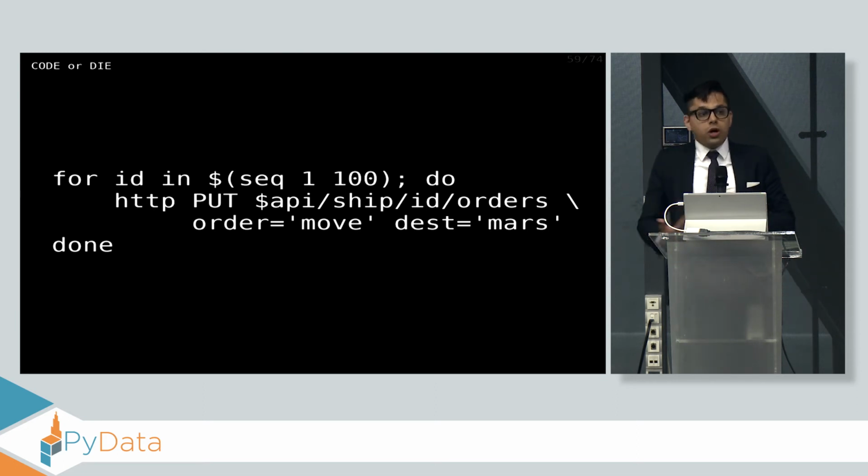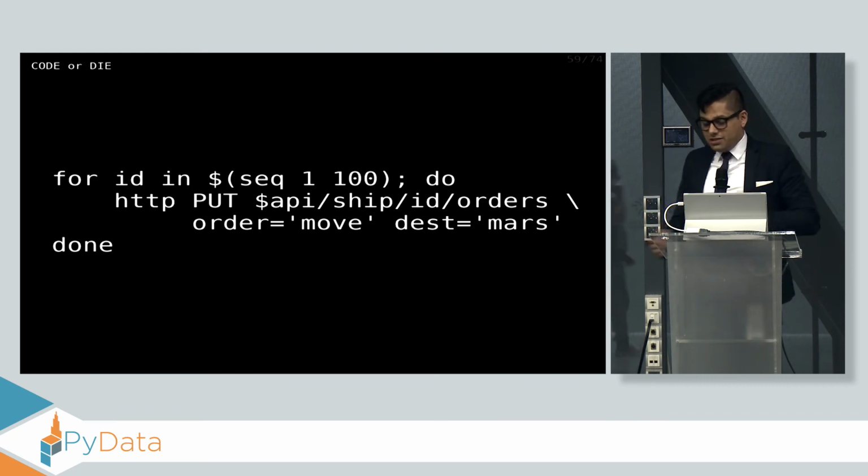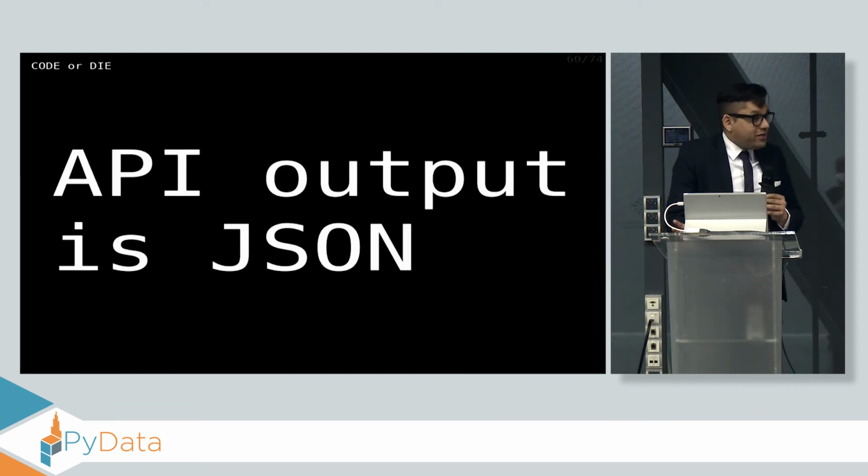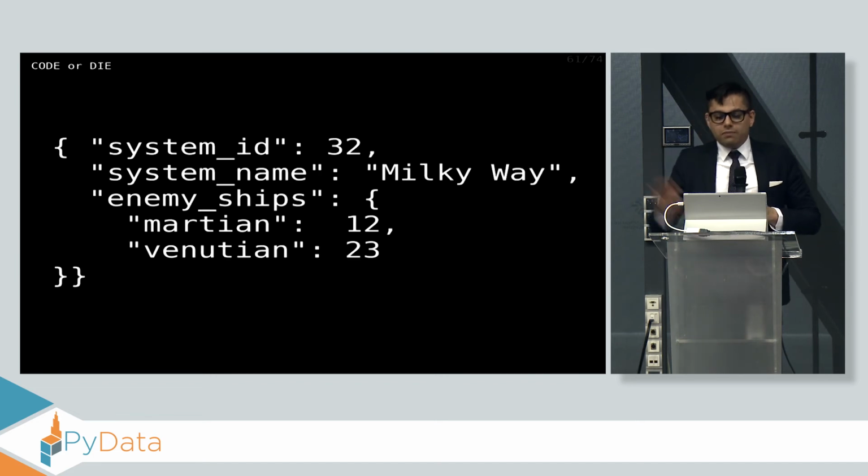And as they write more and more complex bash scripts, they'll say, this sucks. So what are they going to do? They're going to write Python scripts. The API output is JSON. That looks something like this. You're going to get bug-eyed if you look at this too closely. And the newbie's going to say, I cannot interpret these results quickly enough to play the game.